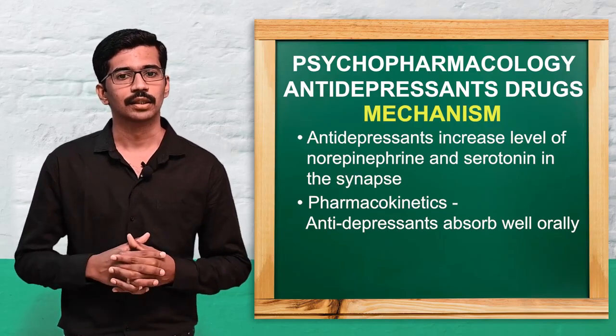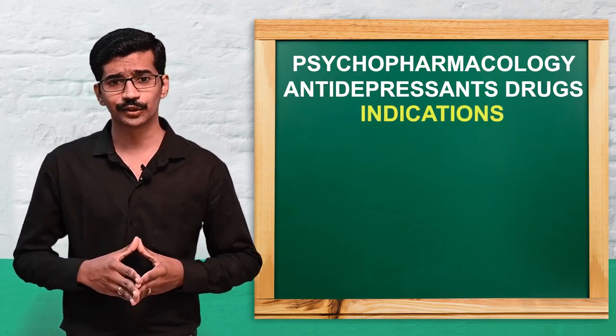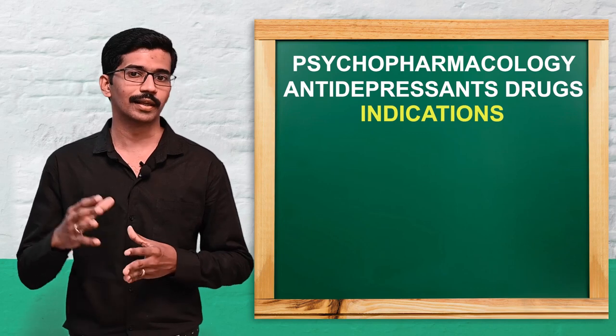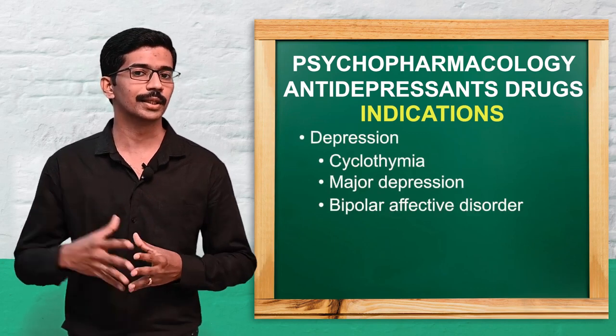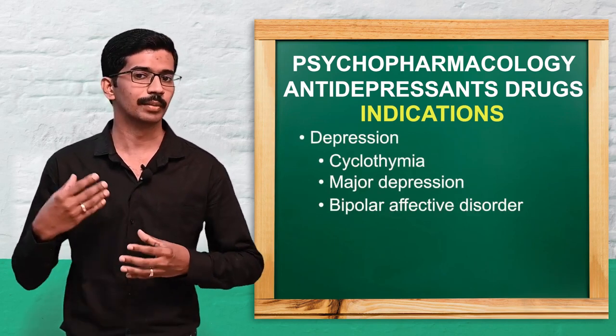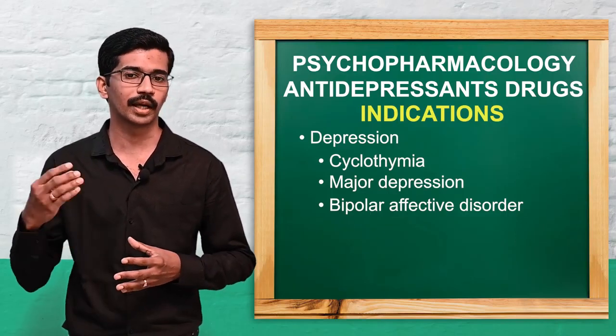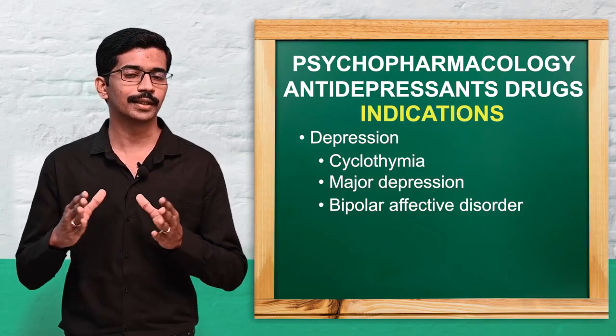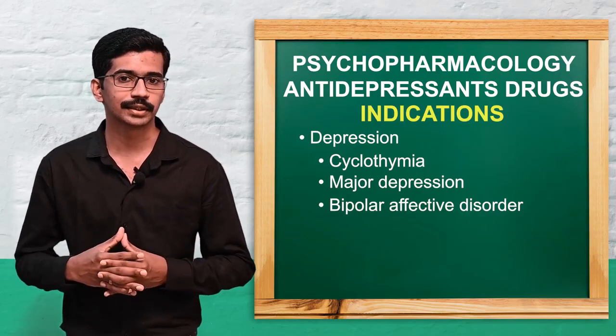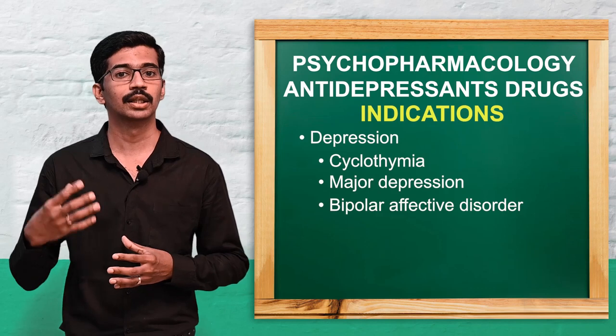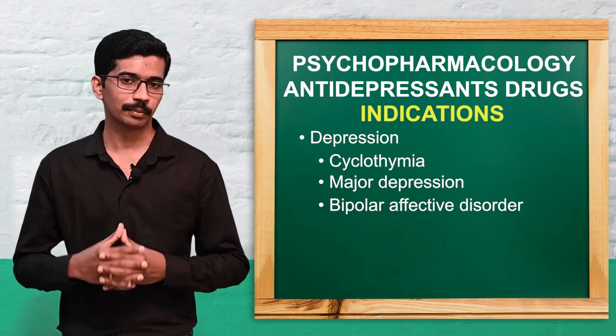Now we'll move to the indications of antidepressant drugs. The major indication is depression. It may be cyclothymia, major depression, or bipolar affective disorder. For any type of depression, the antidepressant can be administered. That is the major indication of antidepressant drugs.